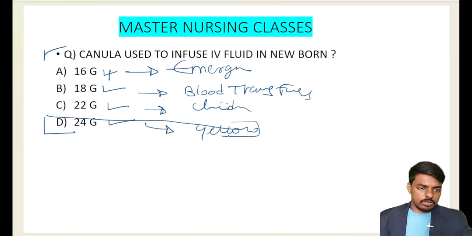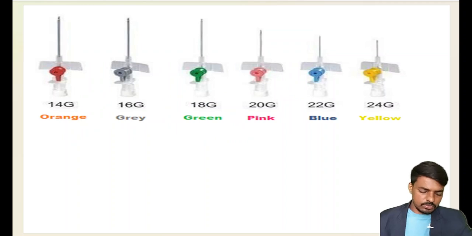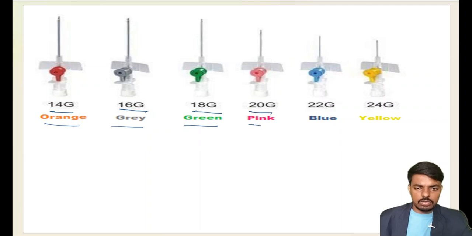Okay, very important. Let me explain with rationale, because this is a very important, repeatedly asked question. Here are the gauges of the IV cannula: 14 gauge orange color, 16 gauge gray color, 18 gauge green color, 20 gauge pink color, 22 gauge blue color, 24 gauge yellow color.